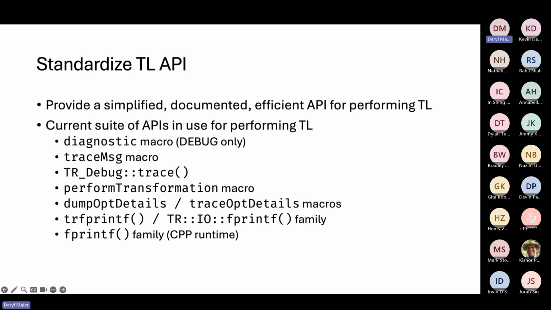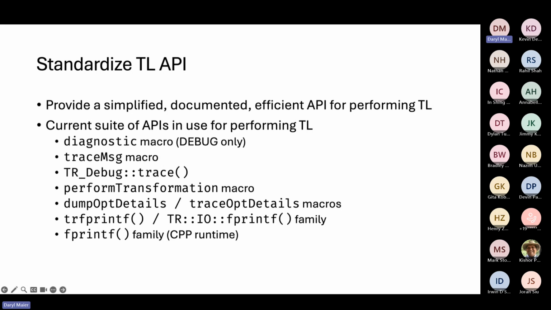If you look through the code right now, there are a lot of different APIs in use. There's the diagnostic macro, which was really the thing that we were using 25 years ago. It's still around in the code, but it's only available for debug builds, and debug builds aren't things that we do typically anymore. So a lot of that macro diagnostic information is not really being output at all.